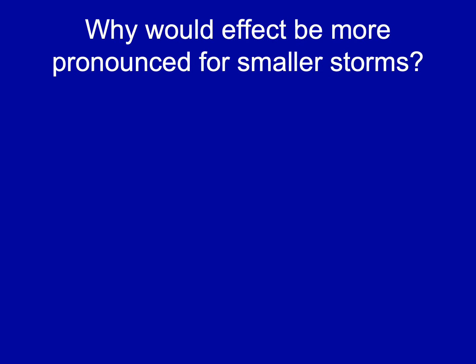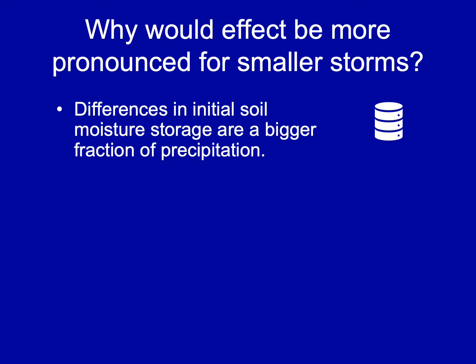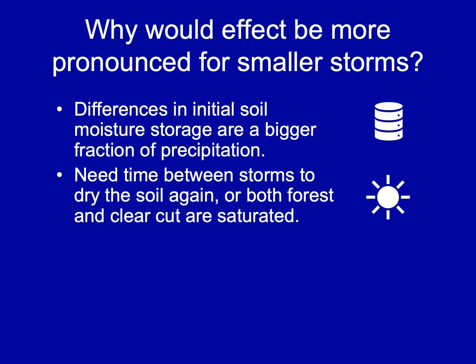So the fact that we more clearly observe an impact of forest harvest on smaller storms makes a lot of sense. The differences in transpiration mean that the soil in a clear-cut field will be drier at the start of the rain, so more rain can infiltrate. For a smaller storm, a larger fraction of the precipitation can infiltrate before the clear-cut soil is also saturated. In addition, for these soil moisture differences to persist, there needs to be dry weather to evaporate the water.